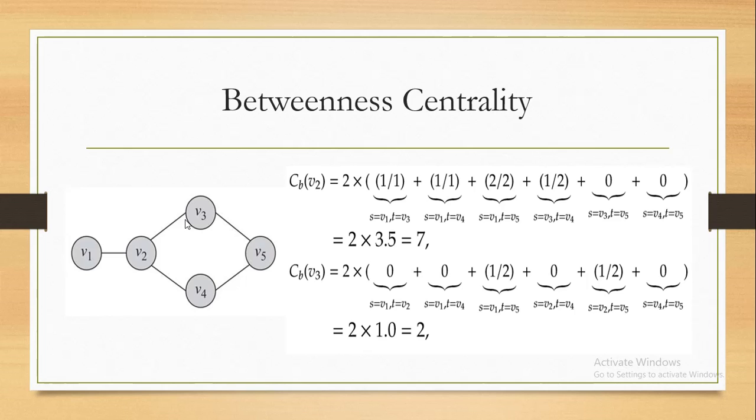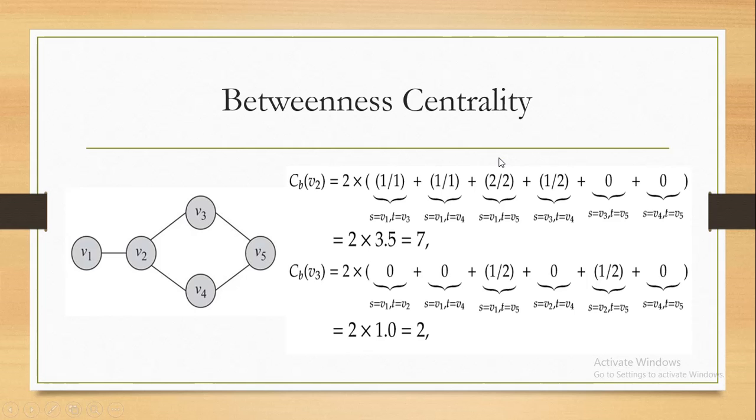Now we are finding the centrality of node V2. Does this path pass through node V2? Yes. Hence it is 1 upon 1. Next, our source is V1 and destination is V4. Again it is similar. The shortest path from V1 to V4 is V1, V2, V4. The number of shortest paths is 1, and it also passes through V2, hence 1 upon 1. Next is V1 to V5. The number of shortest paths here is 2: V1, V2, V3, V5 and V1, V2, V4, V5. So the denominator is 2. But both paths pass through node V2, hence it is 2 upon 2.